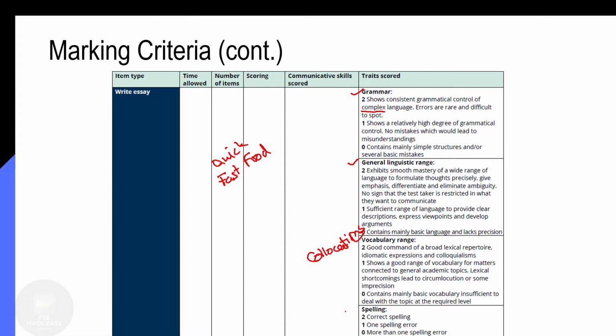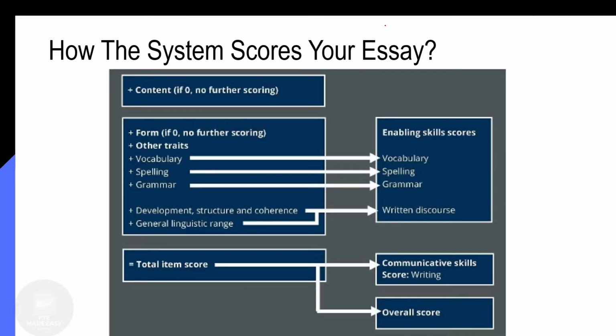Then you have 2 marks for spelling, and 2 marks will be awarded if all your spellings are correct. If you make one spelling error, you lose 1 mark, and if you make 2 spelling errors, you lose both of the marks and you get 0. Now remember, in this question type, spelling mistakes in themselves are not a big problem. I know it will be reflected in your enabling skill, but it will not hamper your overall writing score.